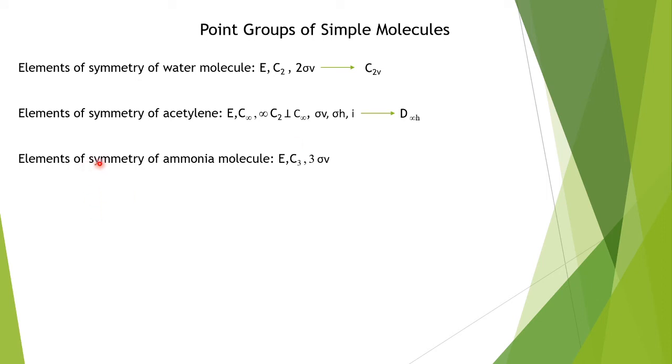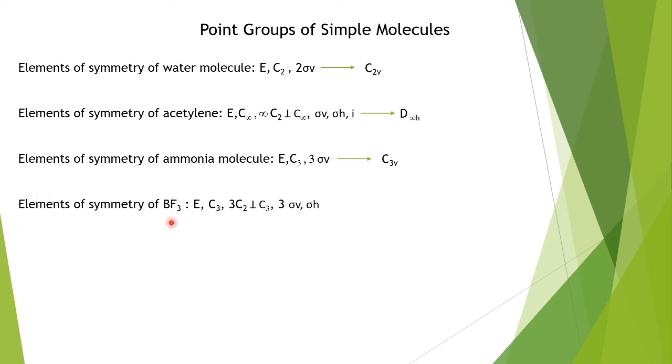Next, the elements of symmetry of ammonia: we know there is E, C3 and 3 sigma V. This is similar to the water molecule, E, Cn, n sigma V. So the molecule belongs to the C3V point group.